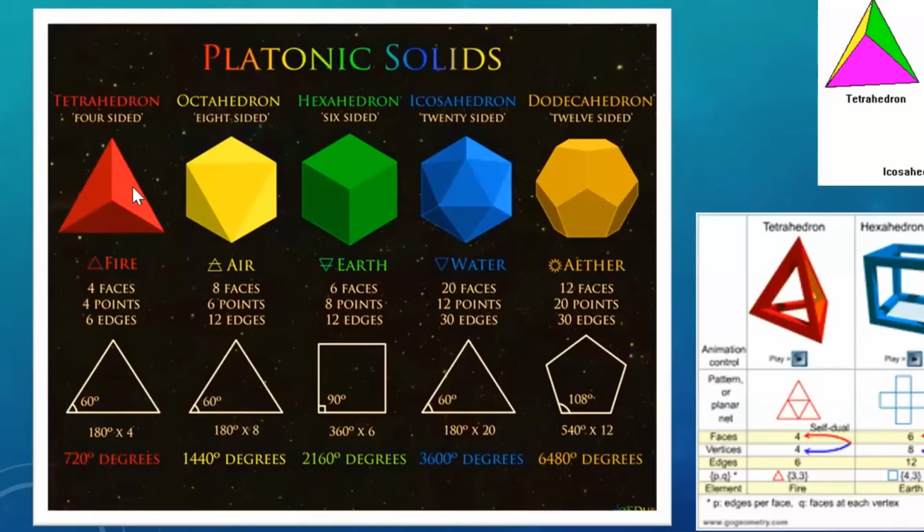So from the tetrahedron, the total number of degrees is 720.